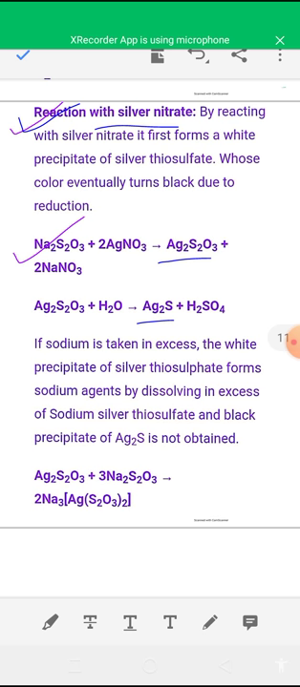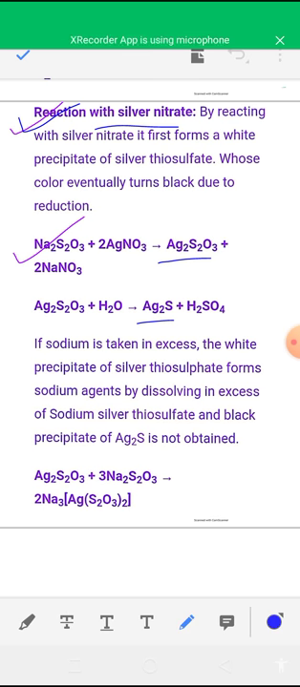When sodium thiosulfate reacts with silver nitrate solution, you will get a precipitate of silver thiosulfate and sodium nitrate. Okay, so you will get a precipitate of silver thiosulfate, and this silver thiosulfate turns black due to reduction. And silver thiosulfate, when it reacts with water, will form silver sulfide and H2SO4.